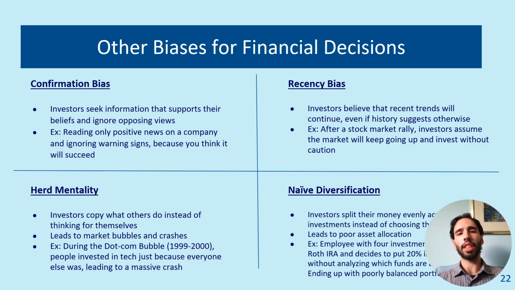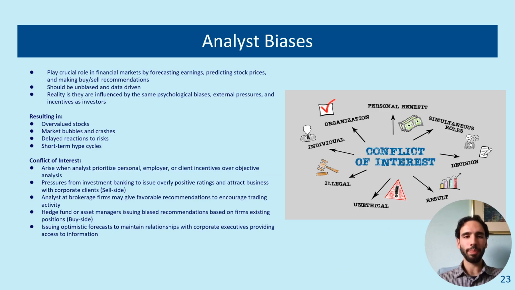Beyond the disposition effect and overconfidence, there are several other cognitive biases that impact financial decisions, such as confirmation bias, where investors seek information that aligns with their beliefs and ignore contradictory evidence. Herd mentality, where investors follow the crowd rather than making independent decisions, leading to bubbles and crashes. Recency bias, where investors assume recent trends will continue indefinitely. And naive diversification, where investors split their money evenly across investments instead of strategically selecting the best options.